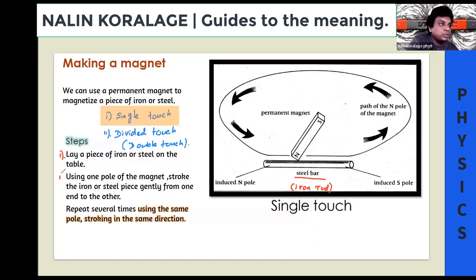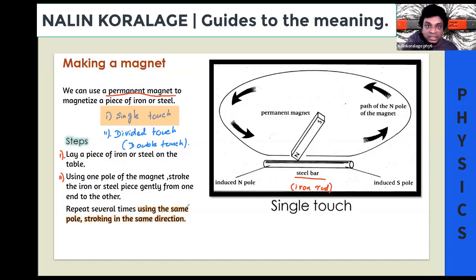Then step number two: using one pole of the permanent magnet you're holding in your hand, because we said at the beginning we need a permanent magnet for this process. Now when you have that permanent magnet, you know there are two poles. One side is the North Pole, and on the other side we have the South Pole, right? So you can use either the South Pole or the North Pole in this case. It doesn't matter. Whatever pole you select, you don't have to worry about that.